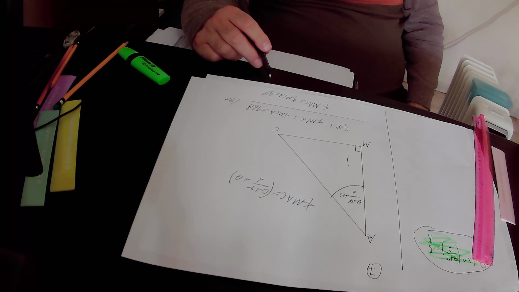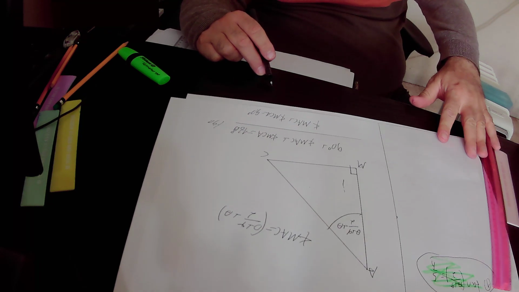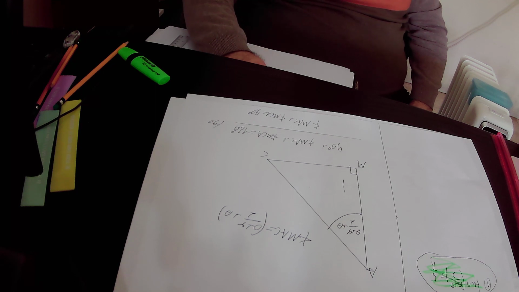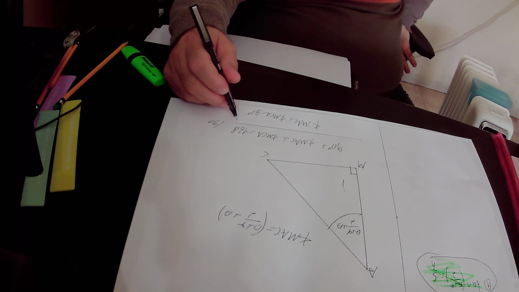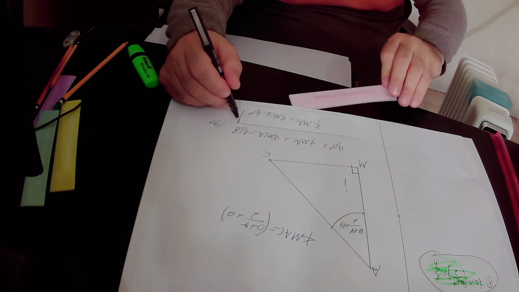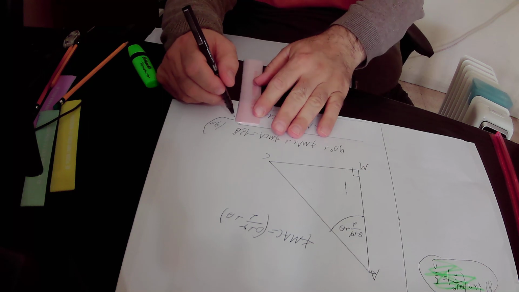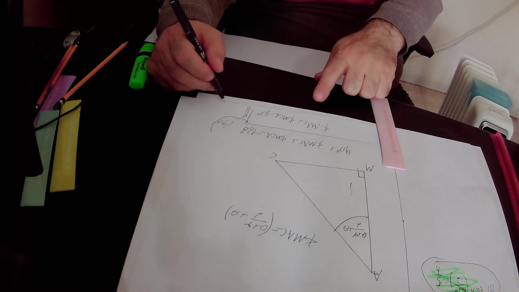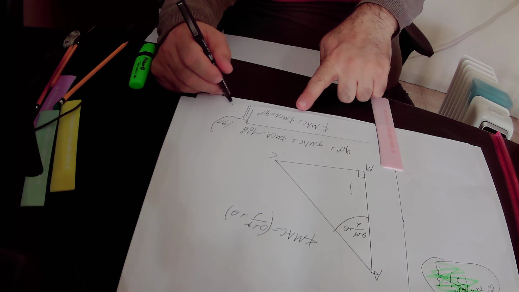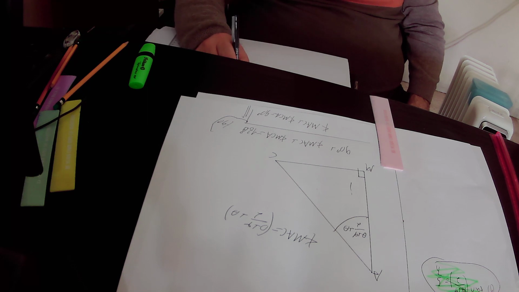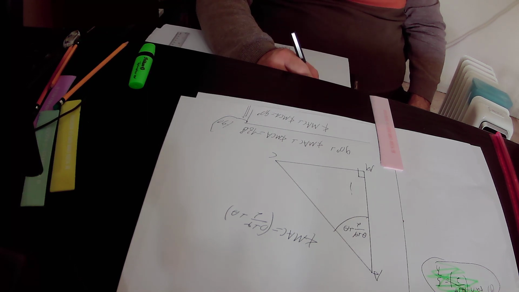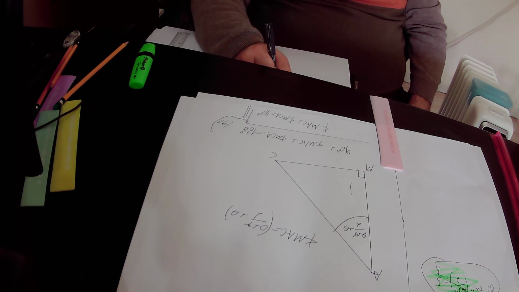So here we will subtract the value of angle MAC from this equation, and we get that the value of angle MCA equals 90 degrees minus the value of angle MAC.